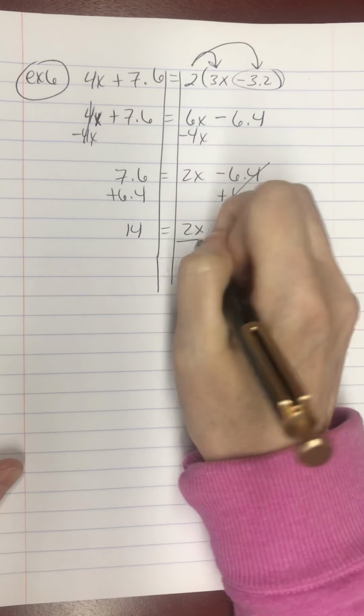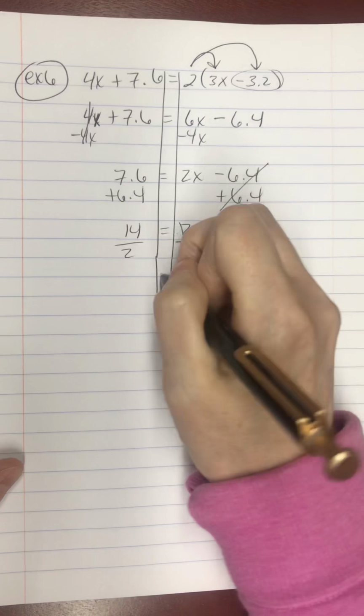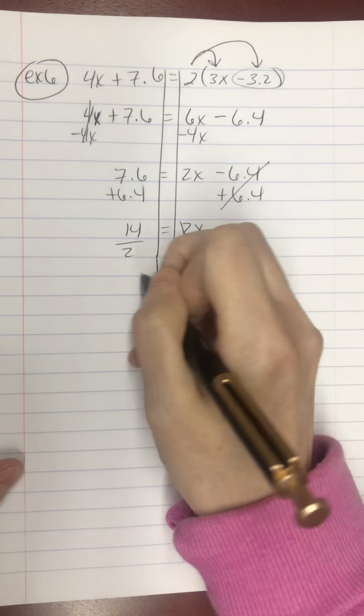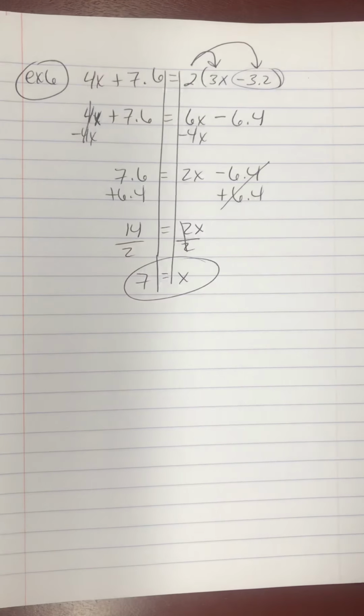And then your last step, of course, is to divide by 2. So you end up with an X on the right side and a 7 on the left. Okay, great. So your final answer there is X equals 7. And so that concludes our equation solving.